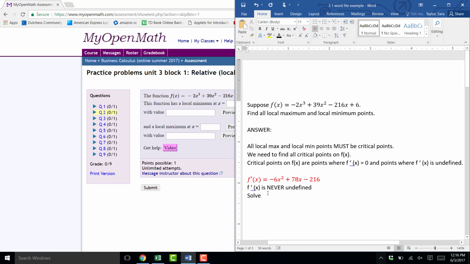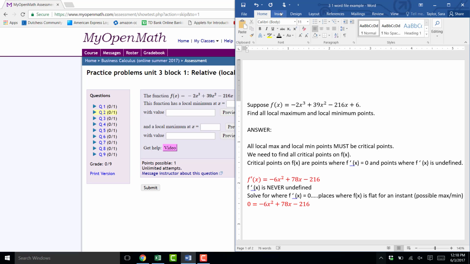Now I'm going to solve for where f prime of x is equal to 0. This will be places where f of x is flat for an instant. These will be possible max or min. Okay, so I'm going to set f prime of x equal to 0. Quadratic function set equal to 0. To solve this quadratic function, you can use the quadratic formula. You could also use Excel to solve this using Solver, but I'm going to go ahead and show you how to do it by hand with the quadratic formula.